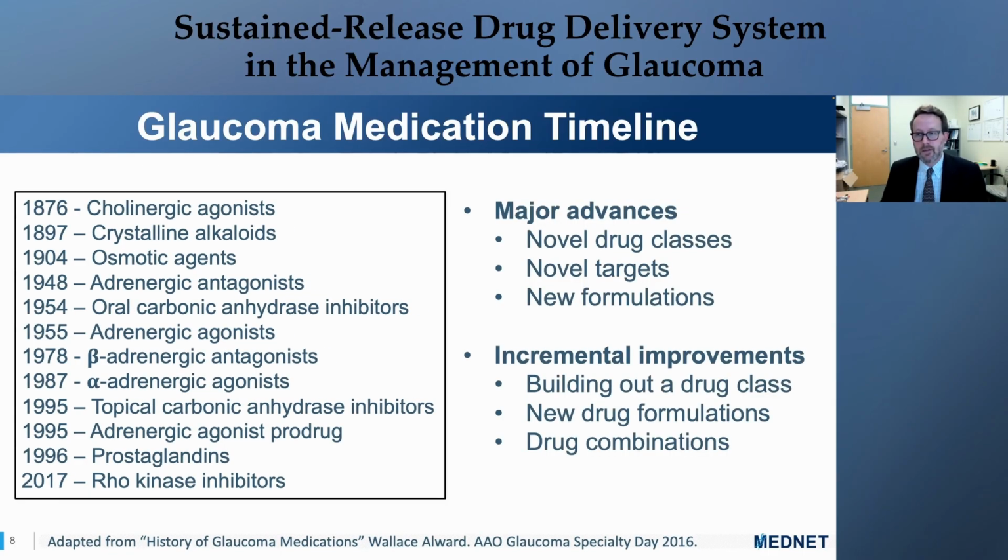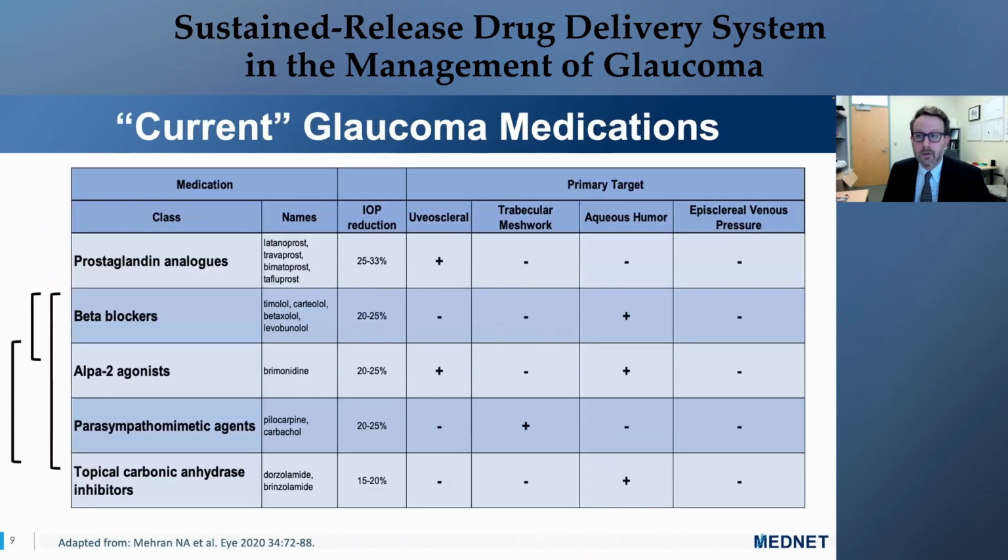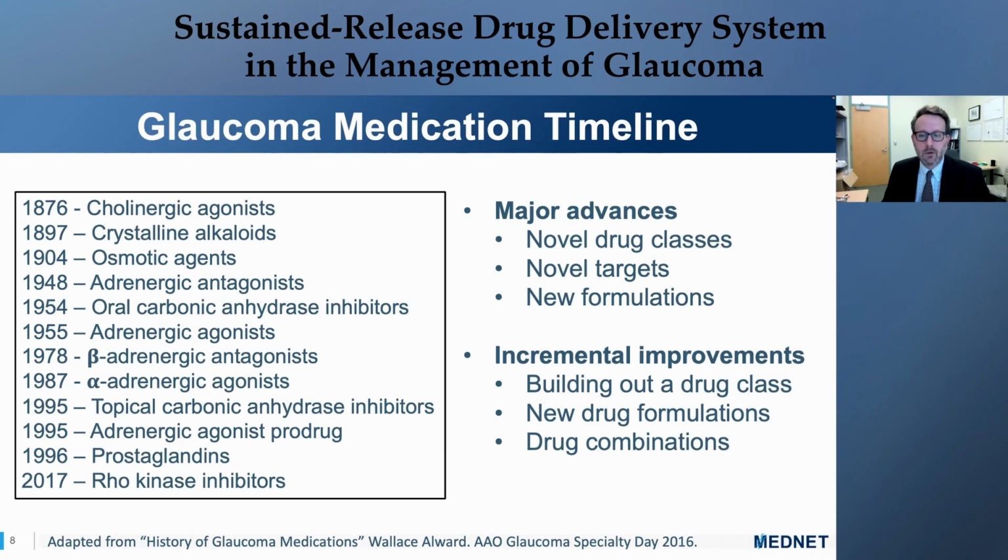So along the development of these different medications in glaucoma over the last 100 years, it's been marked by major advances, such as the offering of novel drug classes, finding novel targets for IOP reduction, and really large advances in different formulations of some of our drugs. But there's been a lot of clinical improvement that we've seen from some of these incremental advances, such as building out a drug class, developing new drug formulations that allow for better delivery or less frequent delivery of our medications, and creation of different drug combinations.